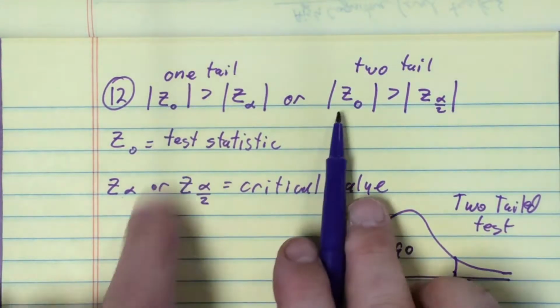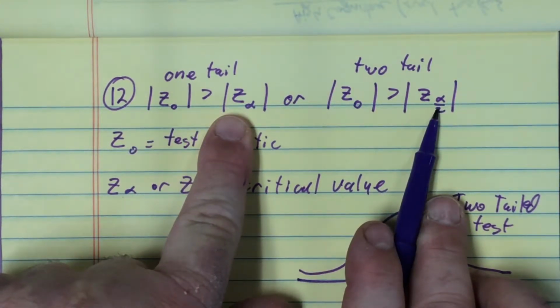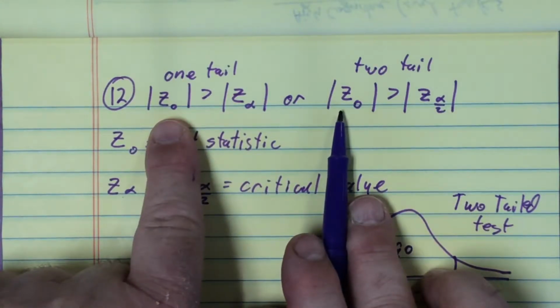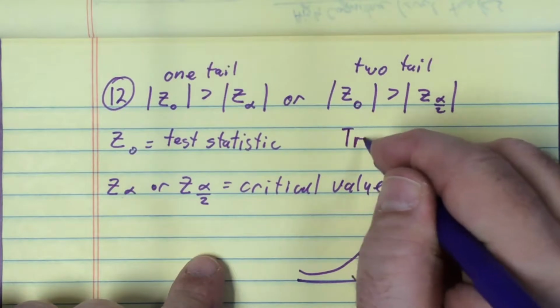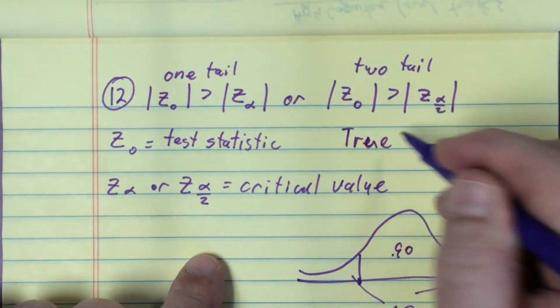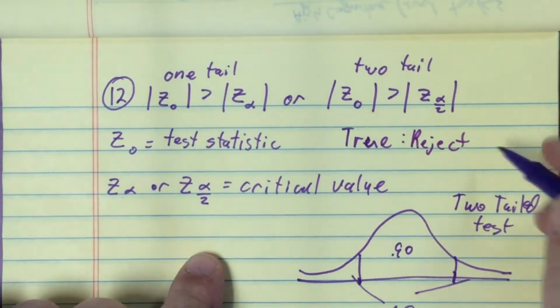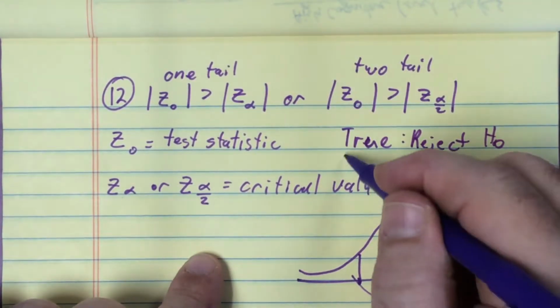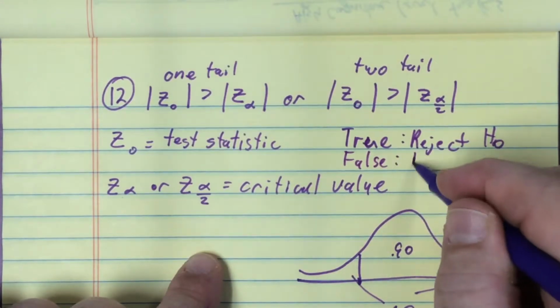So if the absolute value of the test statistic is greater than the absolute value of the critical value, if this is true, we reject the null hypothesis. If this is not true, we fail to reject.